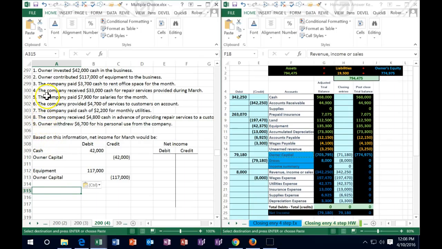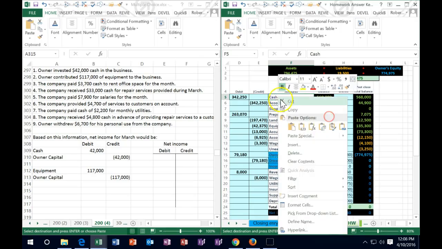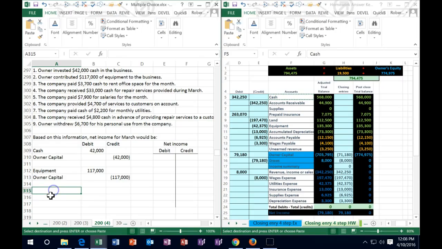Next one, company paid $3,700 cash to rent office space for the month. All right, so then I would usually go over here, is cash affected? Yeah, we paid cash. So cash is a debit balance, we're going to make it go down by doing the opposite thing to it. So I'm going to copy that. I'm going to skip a line and put it on the bottom and say that's going to be a credit. I'm going to put it in the credit section, and that was for the company paid $3,700 cash.